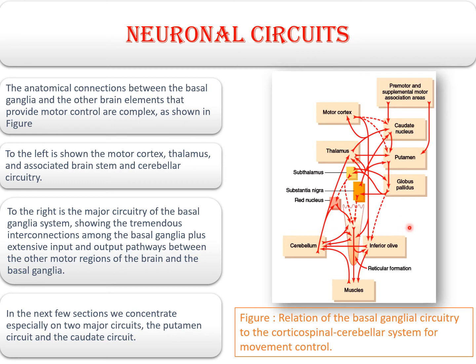In the next few sections, we concentrate specially on the two major circuits, and that includes putamen circuit and caudate circuit. So in this figure, there is a relation of the basal ganglion circuitry to the corticospinal cerebellar system for movement control.